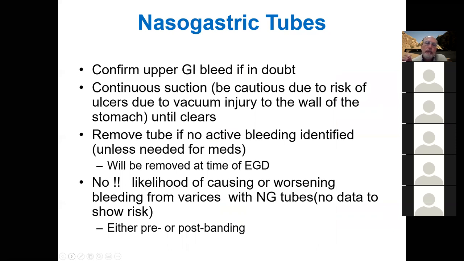This is much easier to manage in the ICU than on the ward, but it just depends on what their blood pressure is, their hemoglobin, whether they're actively vomiting blood, or they vomited blood a day ago. So you really have to take a history and then select people for the ward or the ICU with your gastroenterology consultant.